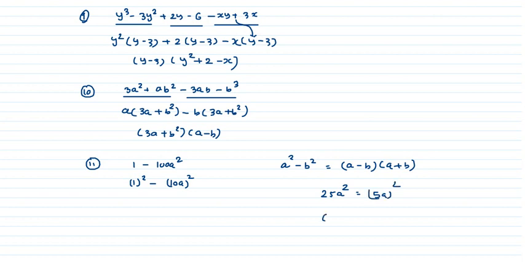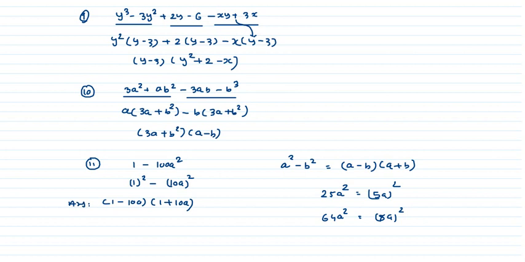Okay, same way, 64a square, so (8a) whole square is like this. So now just apply your formula a minus b: that means (1 minus 10a) and (a plus b) (1 plus 10a). So this is all about your answer. See, this is only the answer.